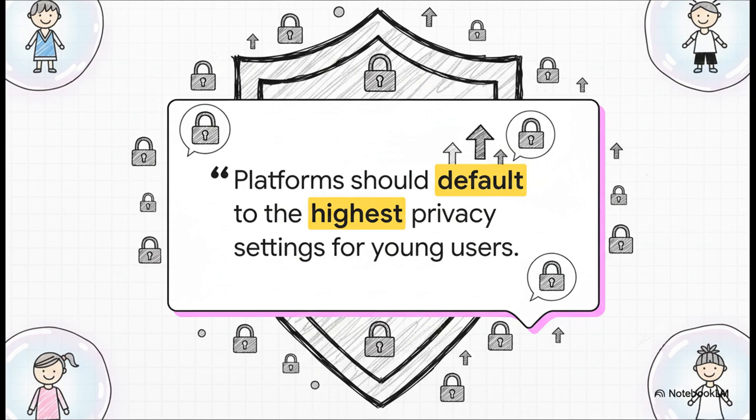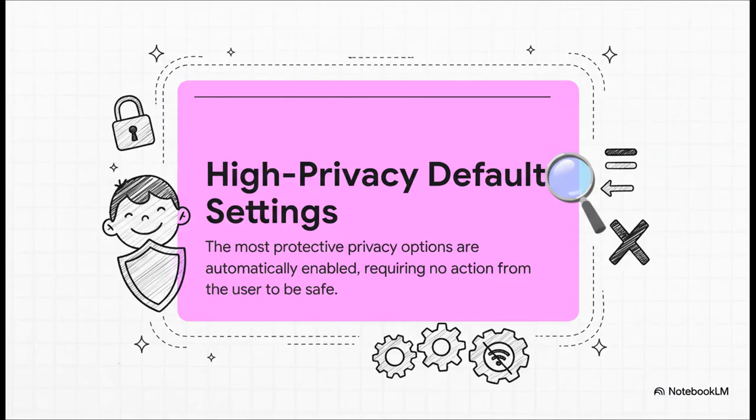So what does high privacy default actually mean? It's simple. It means the safest options are already turned on. A child is protected the moment they log on, without them or their parents having to dig through confusing menus or check a bunch of hidden boxes. Safety is the baseline, not an add-on.